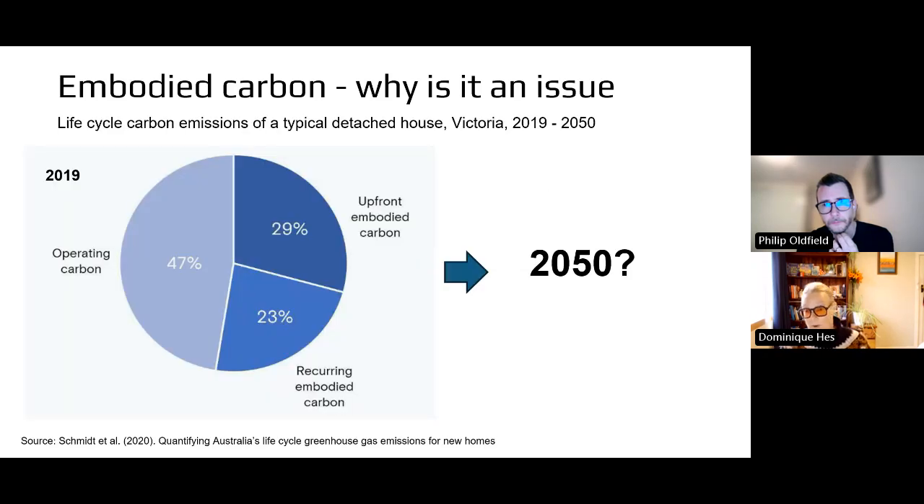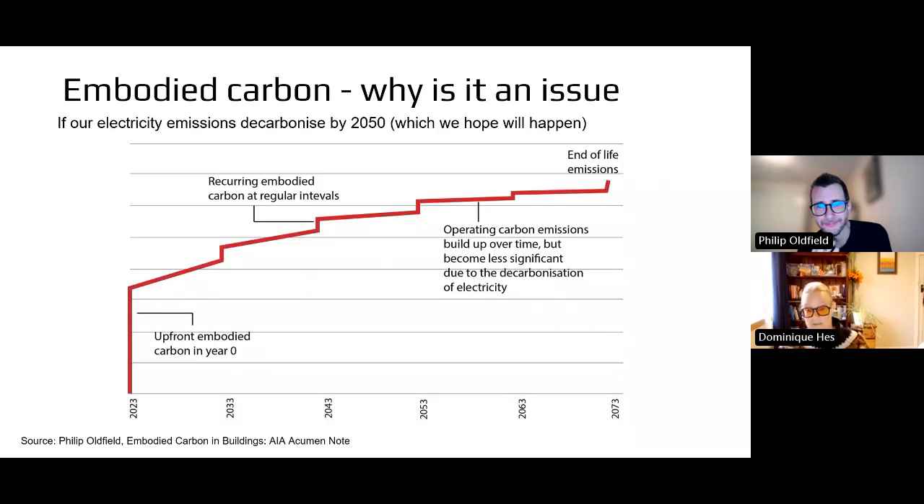So why is it an issue? Summarising a graph. At the moment, and I'm sure, Phil, you use similar images up in New South Wales, operating carbon's about half of the combined upfront carbon. That's the carbon that goes into building the home, and the recurring embodied carbon. That's when you replace your carpets and repaint your walls, etc. Put in a new hot water system like I just did. So that's your recurring carbon. But by 2050, expectations are that this is going to change.